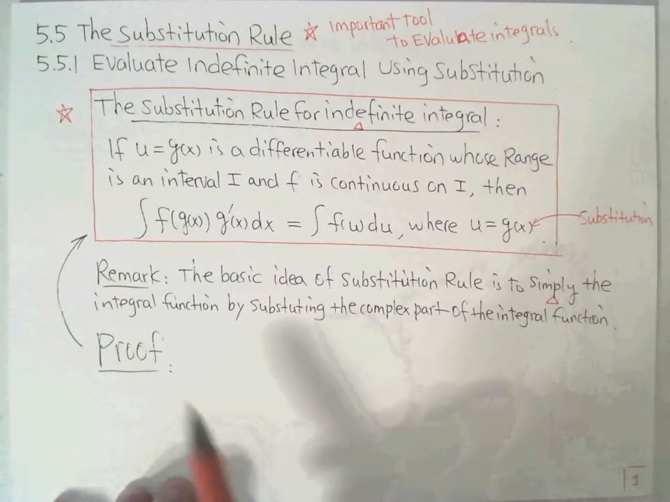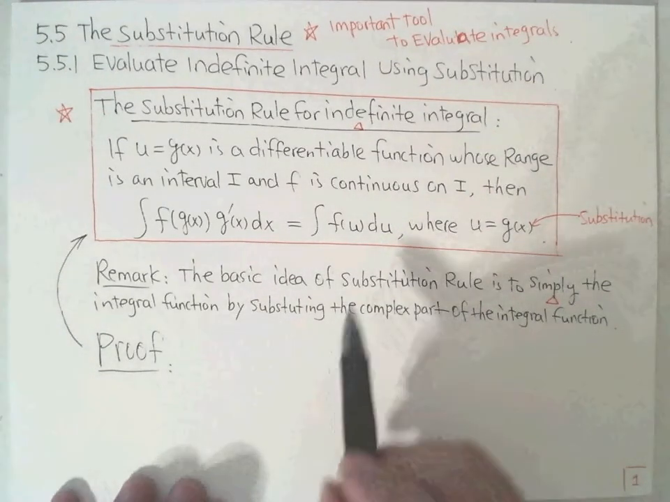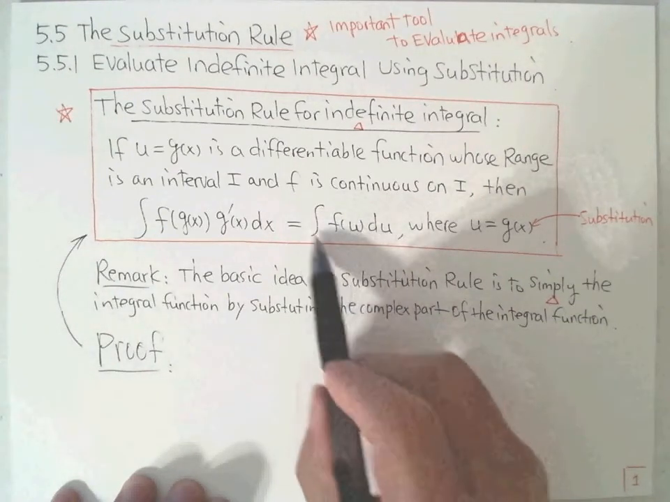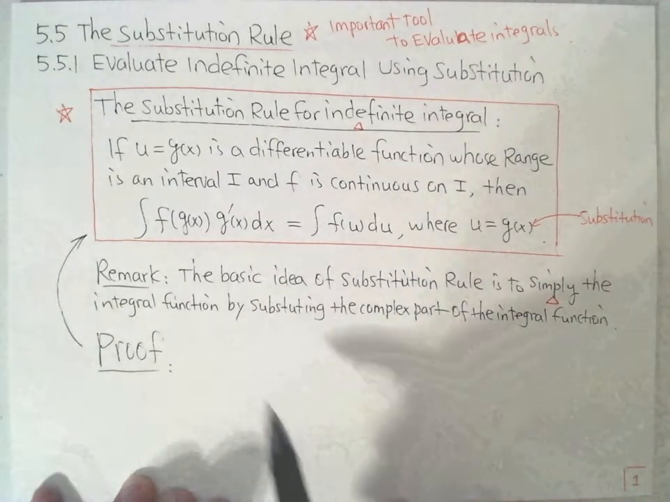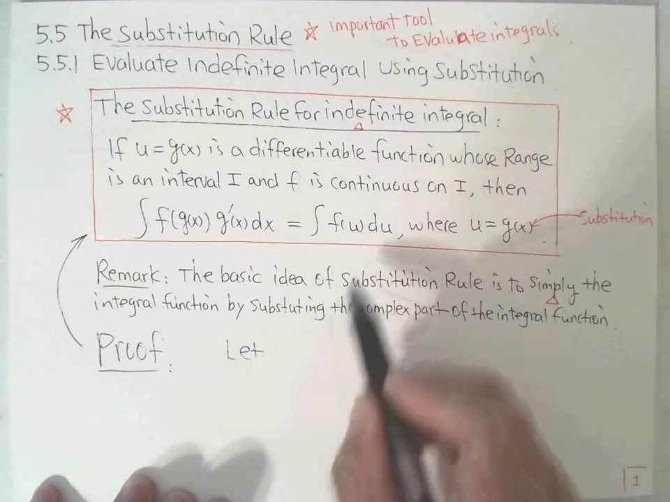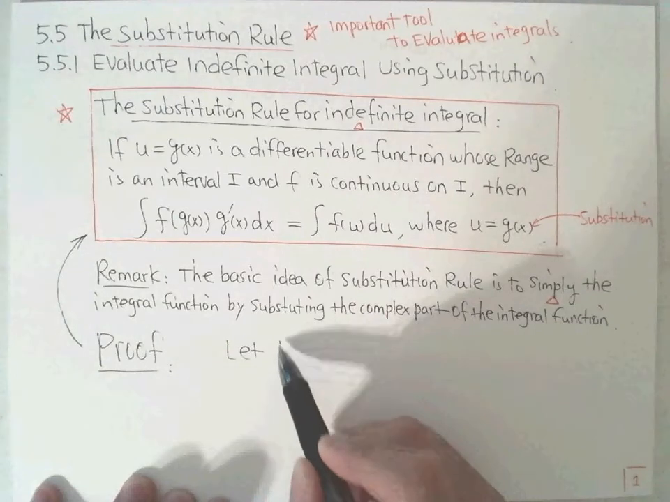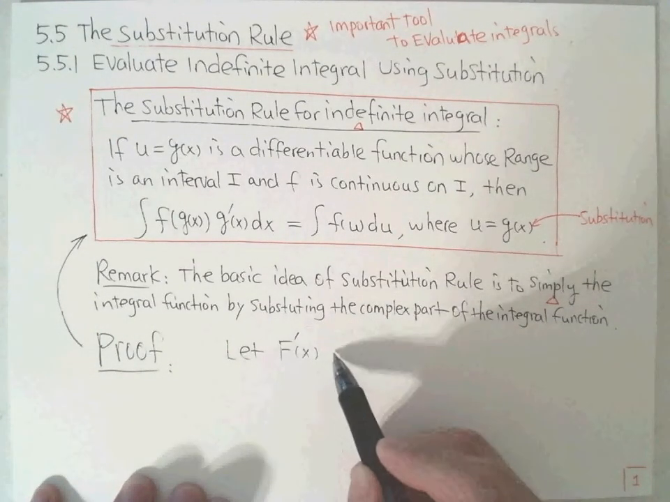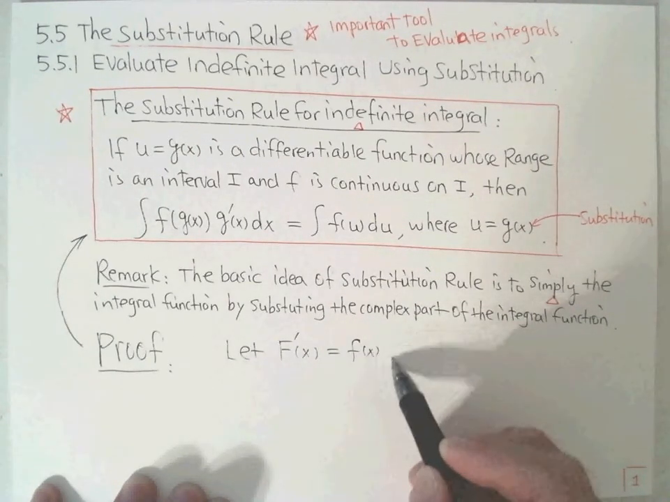I will give you a simple proof. Here, we go from the right side. All we need to do is take a derivative and see if it goes to the integral function, right? First, I do this. Say capital F is the antiderivative of lowercase f, and then we will have all we need.